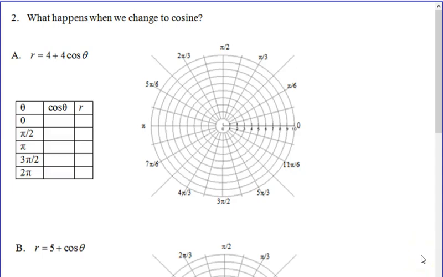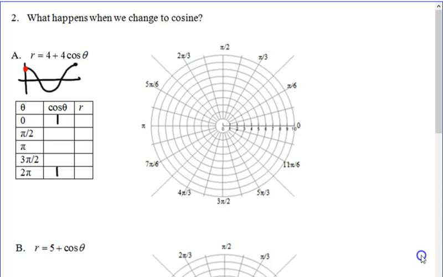Okay, what happens to our Limacon graphs when we change from sine to cosine? Well, let's take a look at a cosine graph. Cosine graph has different key points, of course, than a sine graph does. At 0 degrees, we are at 1. So the highest value for cosine would be 1 at 0 degrees.